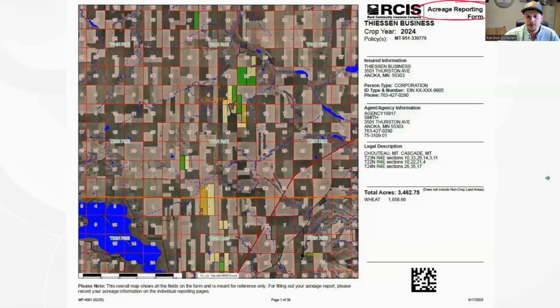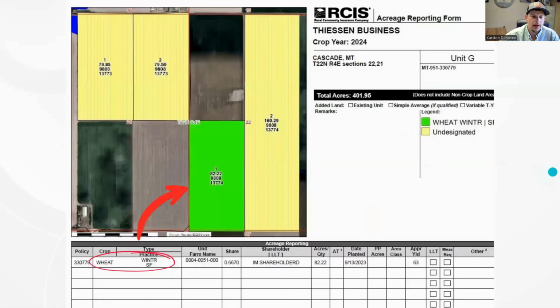So here's an example of an RCIS map-based acreage report. Each carrier is going to have it look a little different, or if you're not used to map-based acreage reports, it might look a little bit different. But for this example, you can see the full farm view of your operation, and then you can go into it. For a spring acreage report, you might already have some acres attached to the policy. In this example, the green box is winter wheat acres and the other boxes are undesignated, showing that there are no acres attached to those fields.